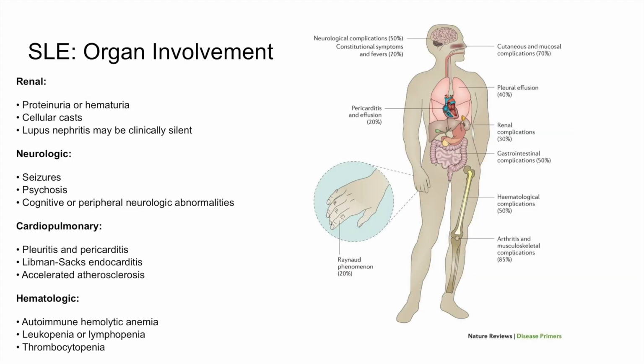So lupus can produce clinically important disease in multiple organs. So renal involvement may cause proteinuria, hematuria, or cellular casts, but lupus nephritis can initially be silent, making routine urine and kidney function testing essential. Neurologic disease may present with seizures, psychosis, cognitive changes, or peripheral neurologic abnormalities. Cardiopulmonary findings include pleuritis, pericarditis, Libman-Sacks endocarditis, and accelerated atherosclerosis. Hematologic abnormalities include autoimmune hemolytic anemia, leukopenia, or lymphopenia, and thrombocytopenia. When evaluating lupus, always look beyond the skin and joints for evidence of organ-threatening disease.